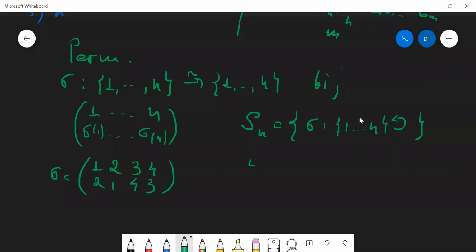So if we are given 2 different permutations, sigma and tau, there is a product, which is a composition, which means if I want to compute, okay, what does it mean?